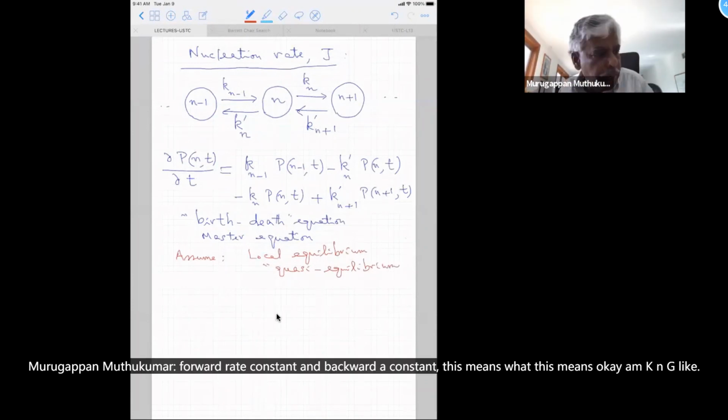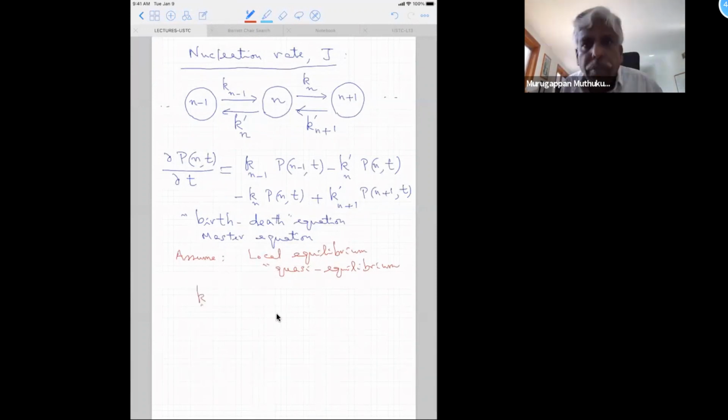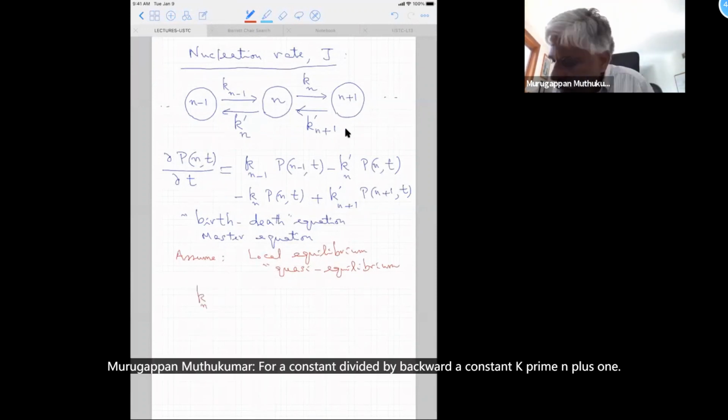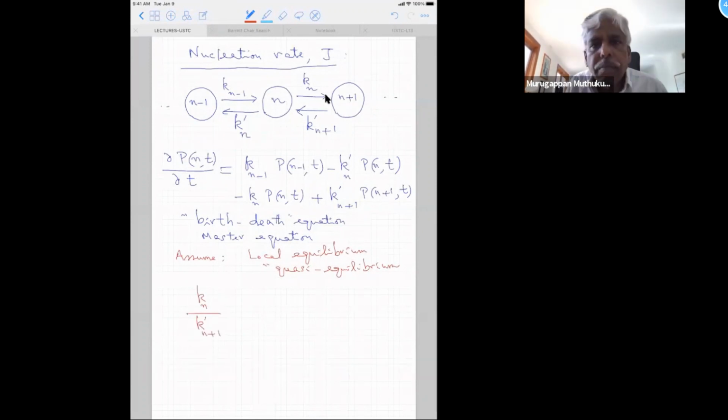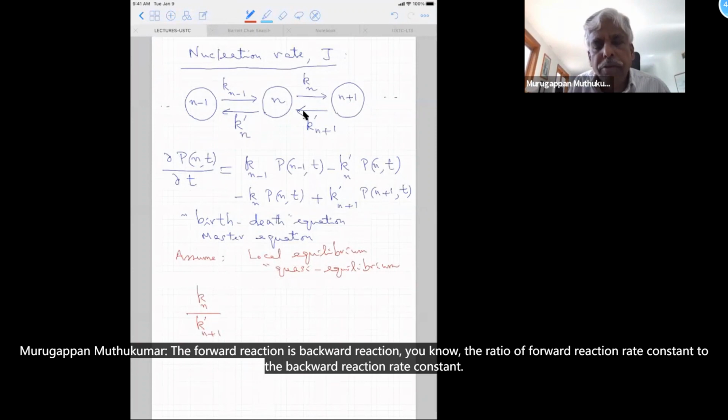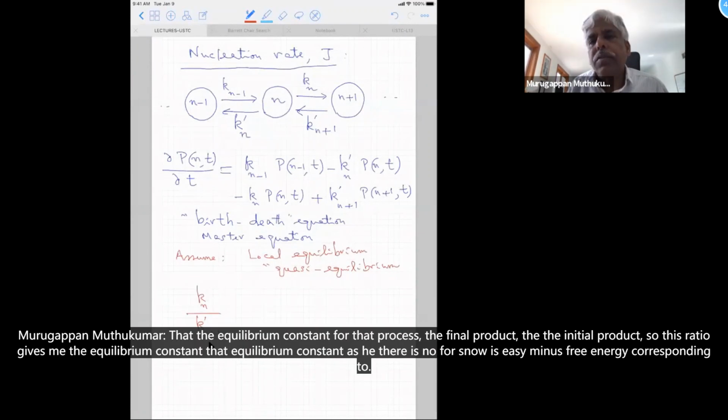This means Kn, the forward rate constant, divided by backward rate constant, K prime n plus 1. This is the forward reaction, this is the backward reaction. The ratio of the forward reaction rate constant to the backward reaction rate constant is the equilibrium constant for that process. The final product is the initial product. So this ratio gives me the equilibrium constant.